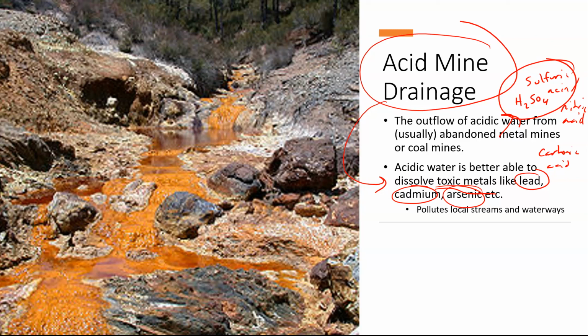So normal rainwater would not dissolve very much lead or cadmium or arsenic, right? This more acidic water that flows out of our mine is able to better dissolve those and then carry those into our waterways. So really, the big concerns from acid mine drainage are poisoning that water from these toxic metals.